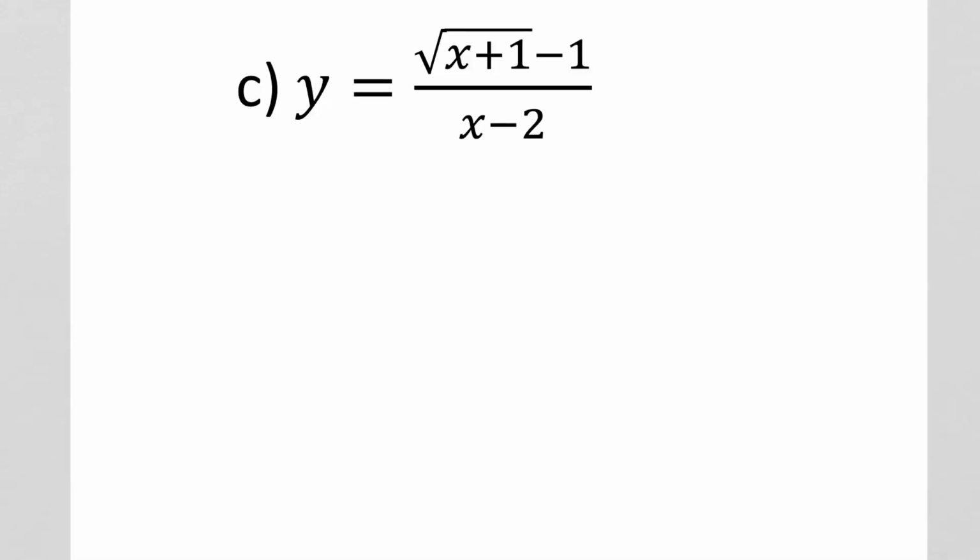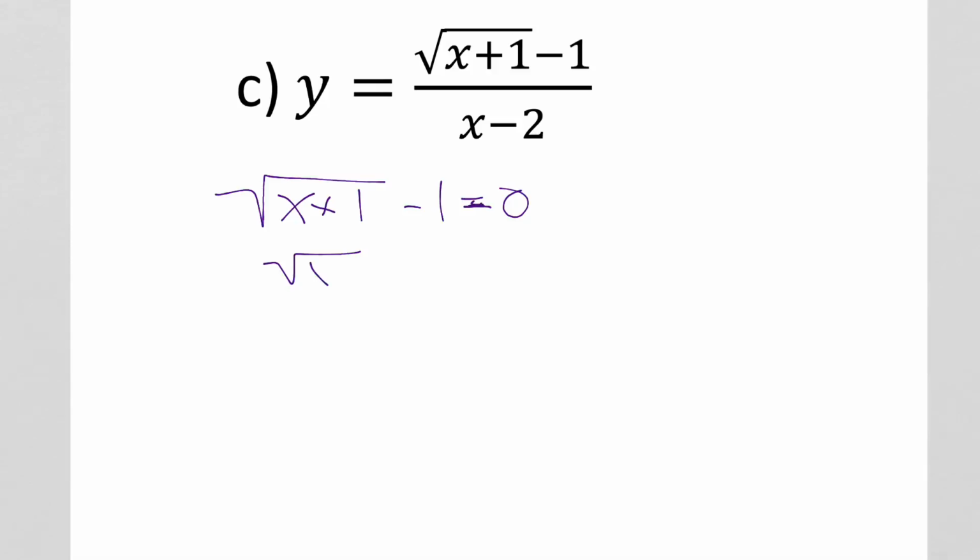Alright, problem C. Let's find the zeros of this function. In order to do so, we need the numerator of this fraction to equal 0. That's when a fraction is equal to 0. So, solve this for x.